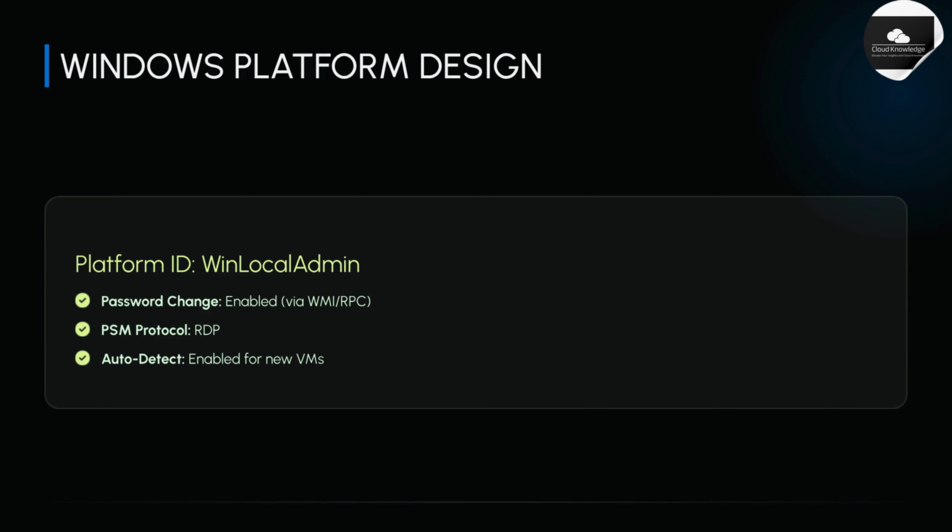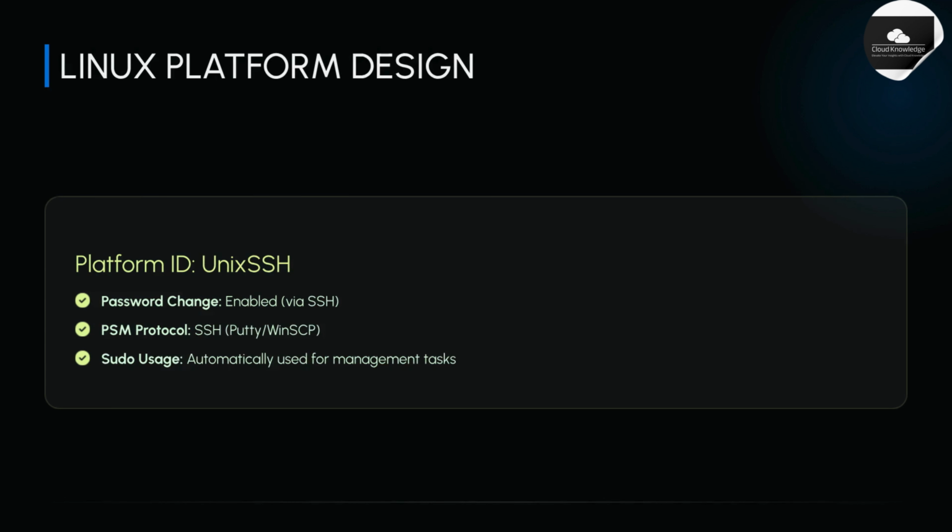The Windows platform design uses WinLocal Admin. Password change is enabled via WMIRPC. The PSM protocol is RDP, and auto-detect is enabled for new VMs. For Linux platform design, we use Unix SSH. Password change is enabled via SSH, and sudo usage is automatically utilized for management tasks.